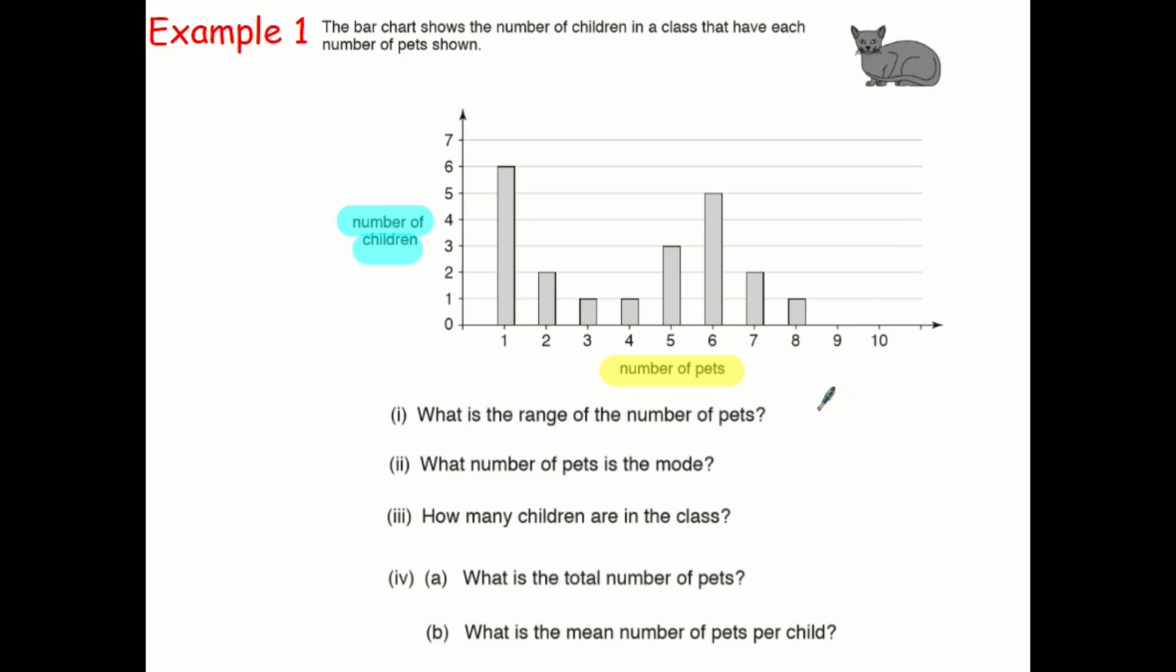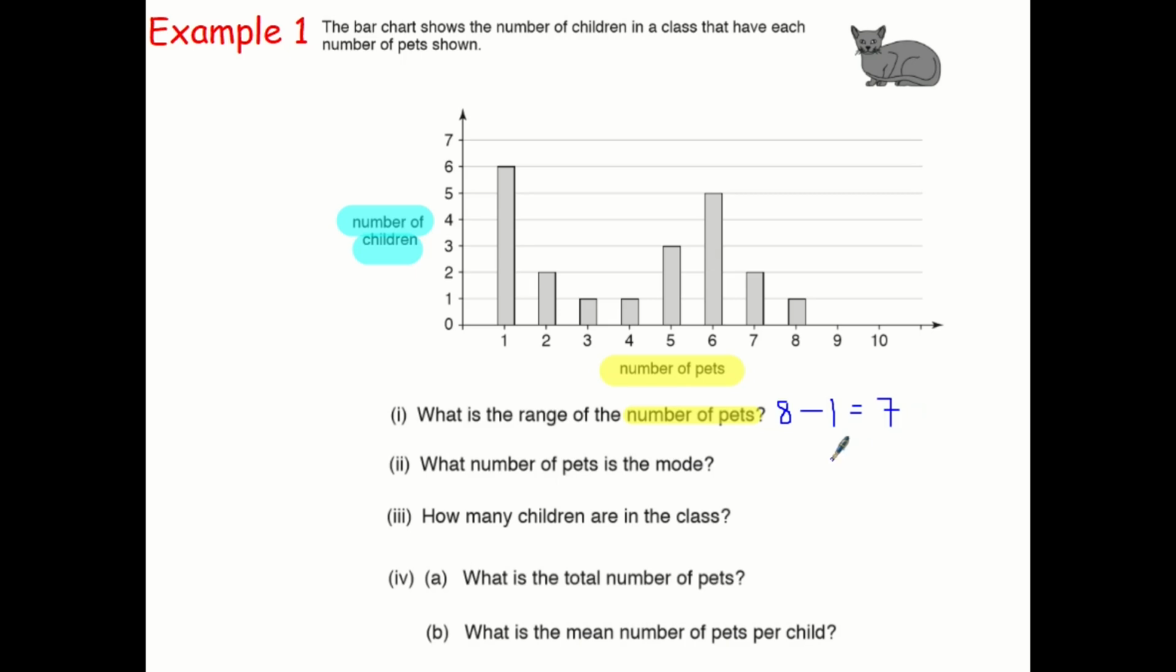So the first question says, what is the range of the number of pets? So if we're looking at the range of the number of pets, let's have a look at that x-axis where that yellow label number of pets is. Well, we know that the range is the difference between the biggest value and the smallest value. So in this situation, the largest number of pets that anybody in that class has is 8. And the smallest number of pets that people have in that class is 1. So the range here is 8 take away 1, which is obviously just 7.